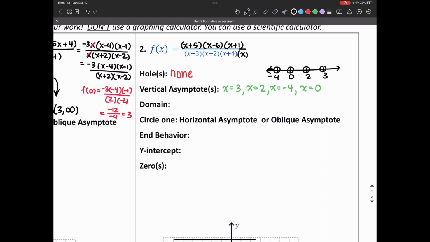And then I'll have 1, 2, 3, 4, 5 intervals that are going to describe this domain. So the first interval is -∞ to -4, then -4 to 0, then 0 to 2, then 2 to 3, and then 3 to infinity.